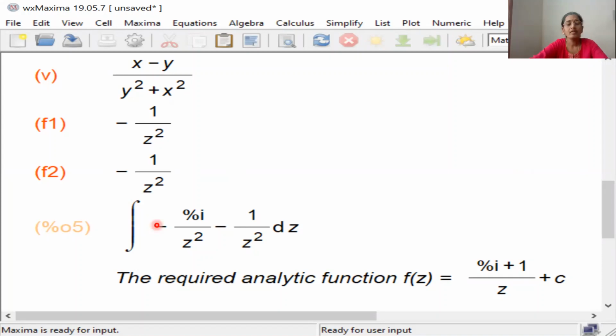So this was the output for the input, that is apostrophe integrate. See here, this integral is not evaluated, so it is given in the form of an integral. So the output looks a little different. And finally, we integrated and we found f of z is equal to (%i plus 1) by z plus c, the constant of integration. And this was the output. It is matching with the manual output also.